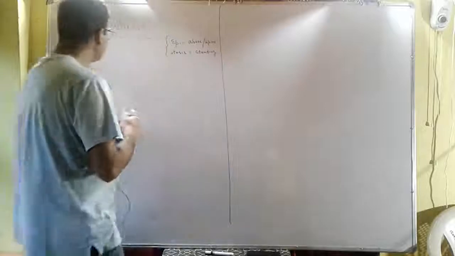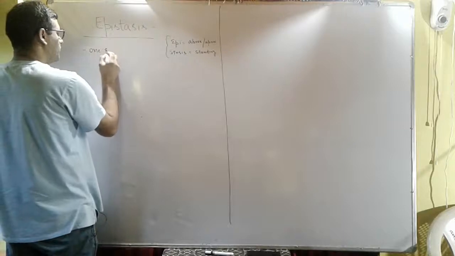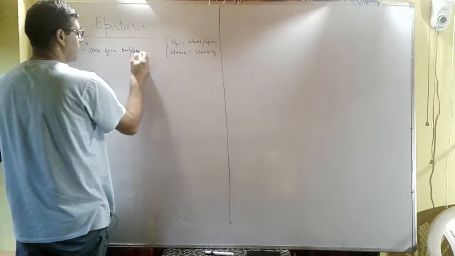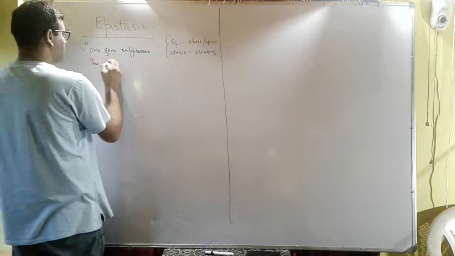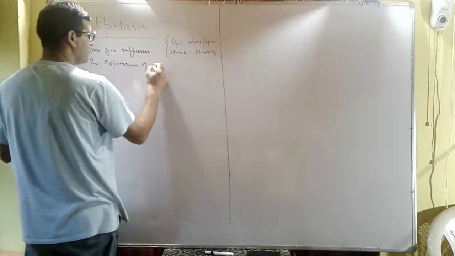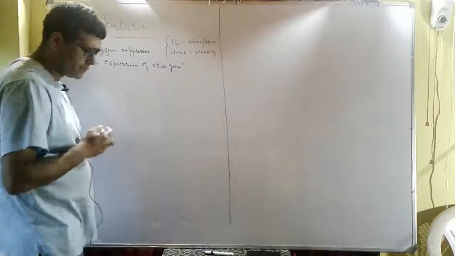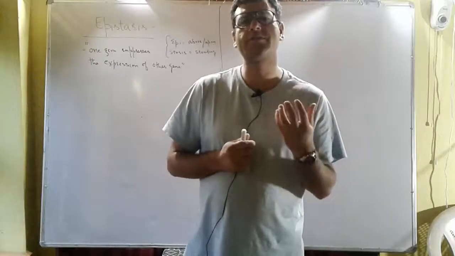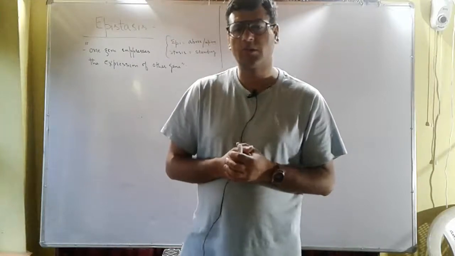So we can say that in epistasis it is just a gene interaction in which one gene suppresses or inhibits the expression of the other gene. In epistasis, one gene masks, inhibits, or suppresses the expression of the other gene. That is called epistasis.